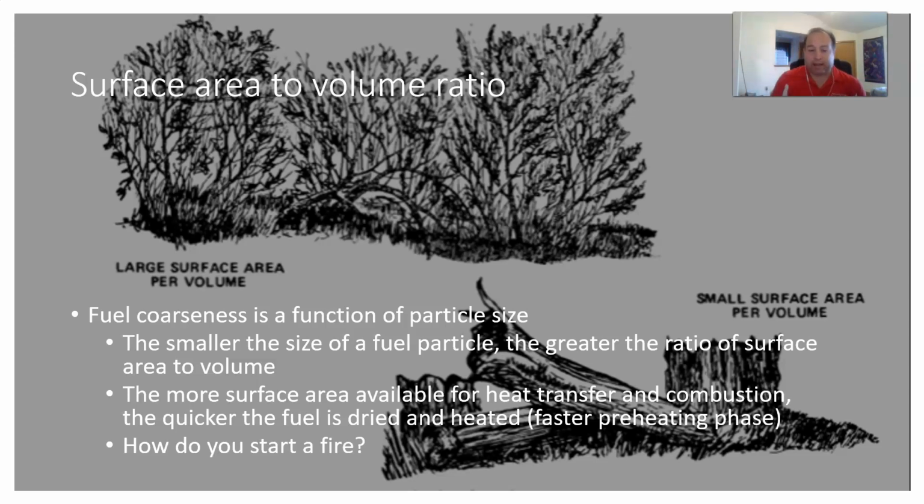So grasses and these fine fuels that we talked about earlier, grass, conifer needles, twigs, things like that, those things are going to dry out real quick because they have more surface area, and because they're going to dry out more quickly, they'll go through the preheating phase faster, and they will catch fire a lot easier.